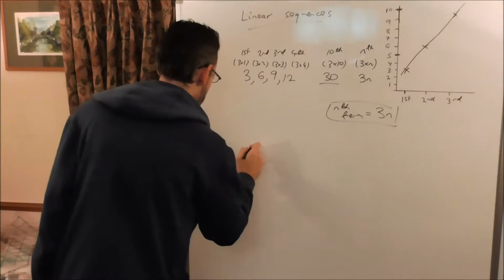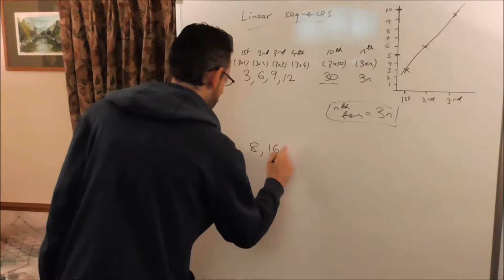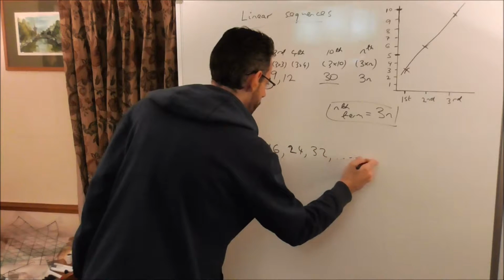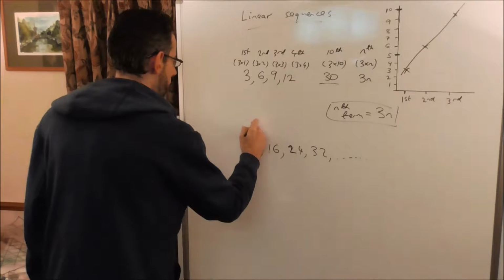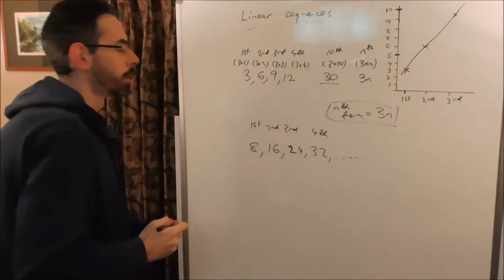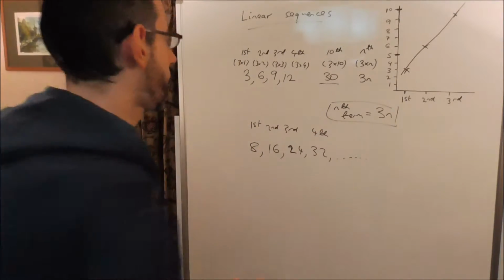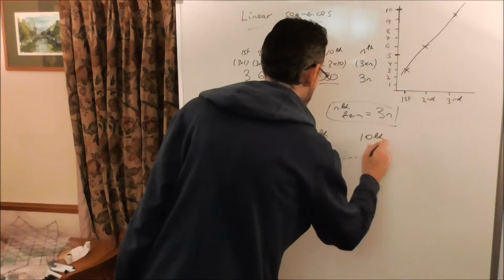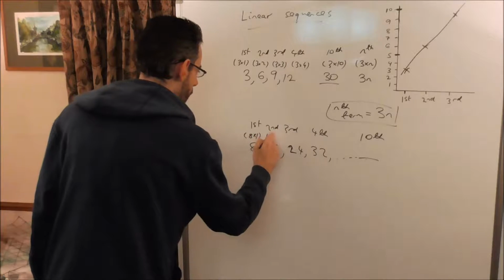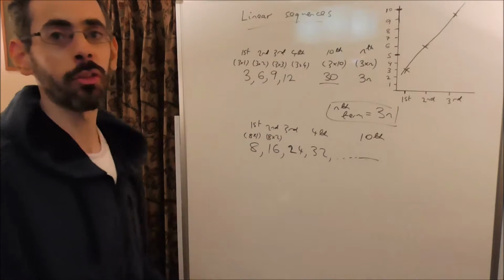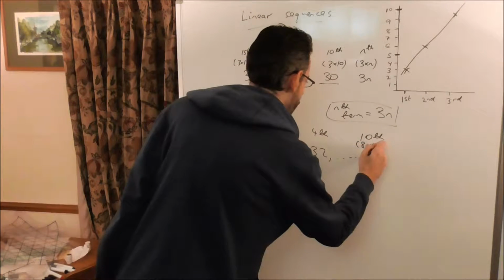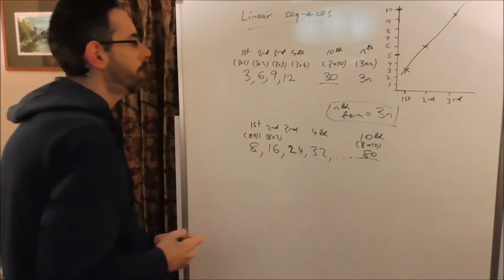Let's do another sequence. Let's do the 8 times table. 8, 16, 24, 32, and so on. So this is the first term, the second term, the third term, and the fourth term. So what would the 10th term of this sequence be? Well, again, it's very similar. It's the 8 times table, so this is 8 times 1. The second term is 8 times 2, and so on. So the 10th term would just be 8 times 10, which is 80. So the 10th term is 80.